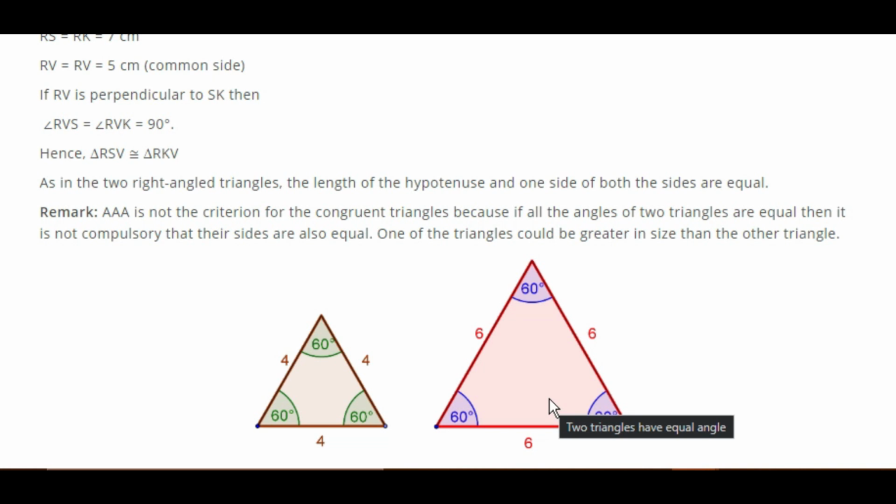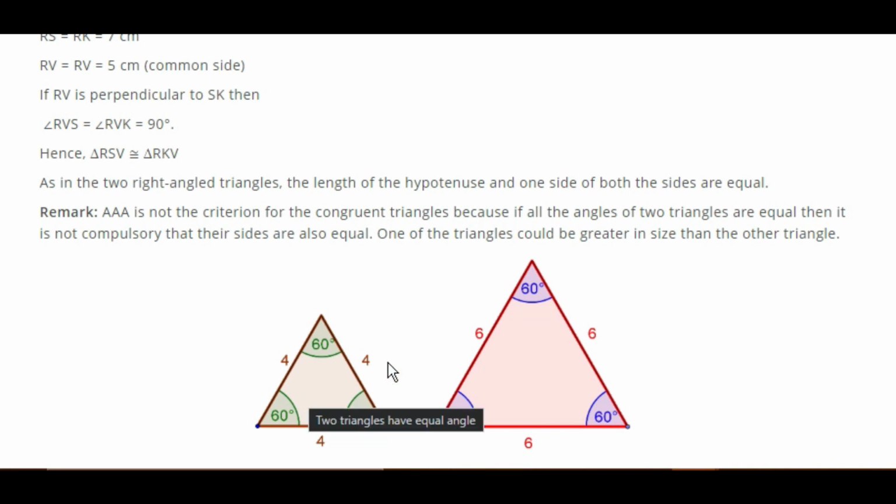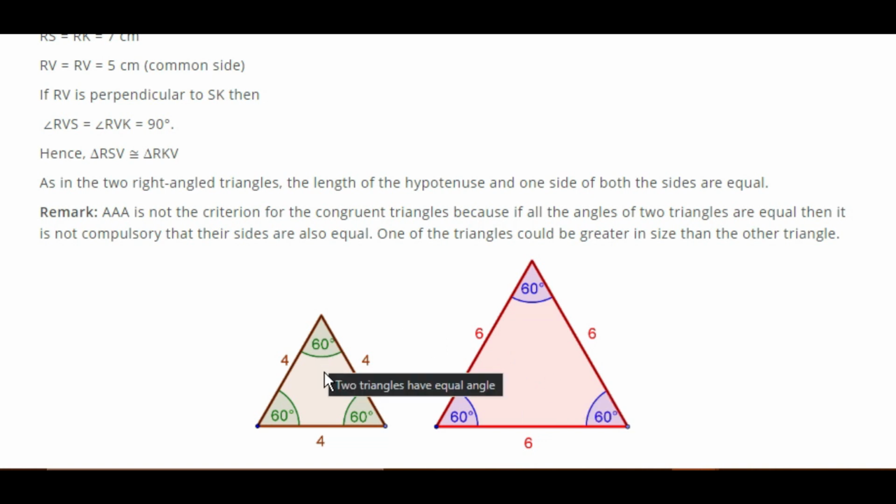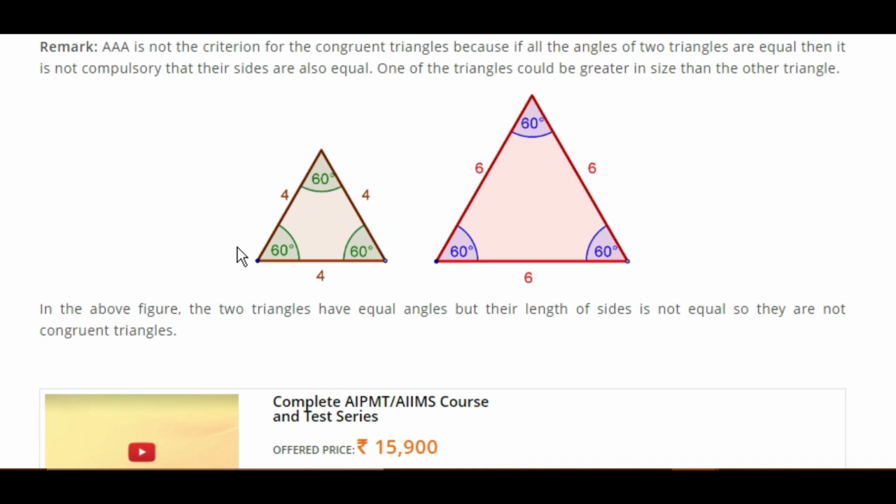Definitely no. Why? Because if we superpose this triangle on this, it lies inside of it, it will not cover it. Clear? That is the first reason. Second, we can notice that these two triangles are not equal, but they are similar. They are similar but not equal. That's why AAA criteria is not possible for the congruency of triangles.